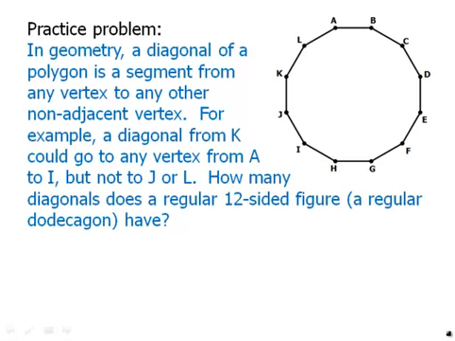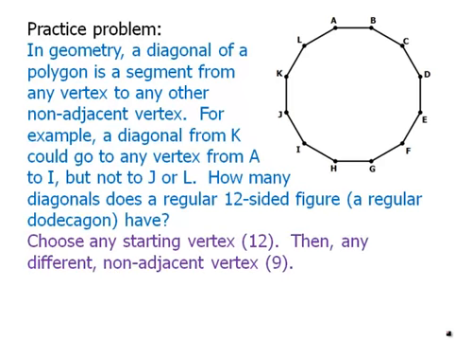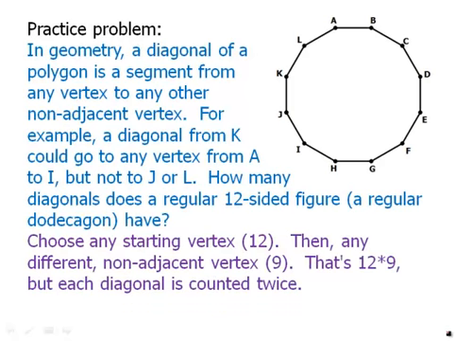Well, let's think about this. We could start at any vertex. That's our starting vertex. From that vertex, we could go to any non-adjacent vertex. A non-adjacent vertex would be not the same vertex and not either one right next to it. So those 3 are eliminated. So there are 9 other vertices that are non-adjacent. And so for any one vertex, there are 9 non-adjacent vertices.